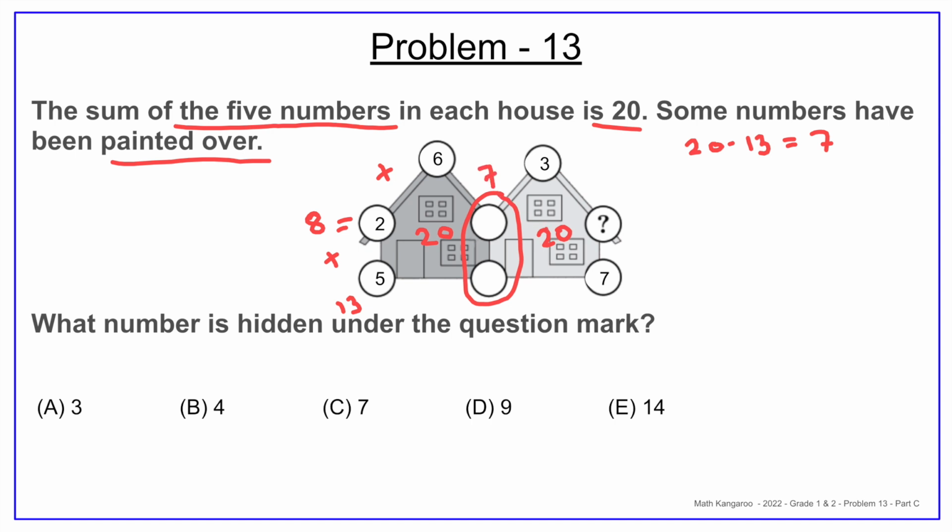We know the sum of these numbers is 20. We add 7 plus 3 gives us 10. 10 plus 7 gives us 17. How much is left? 20 minus 17 gives us 3. So if this number is 3, then the sum of all these circles should be 20. So our answer is A, 3.